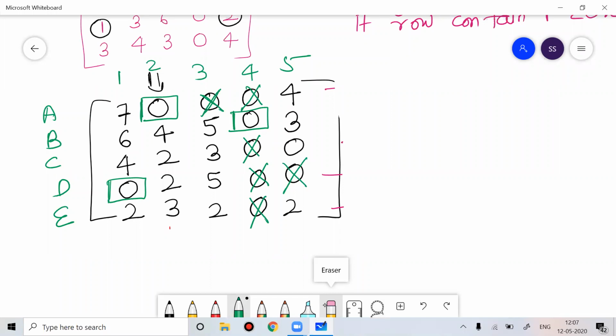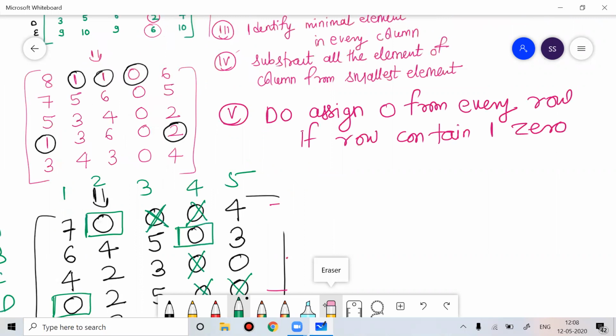So first you do assignment row wise and then column wise, and when you do assignment row wise and column wise, do assignment only if it contains only 1 zero. So one by one we'll do. First time, you have done assignment to every row and column wise if it has only 1 zero.